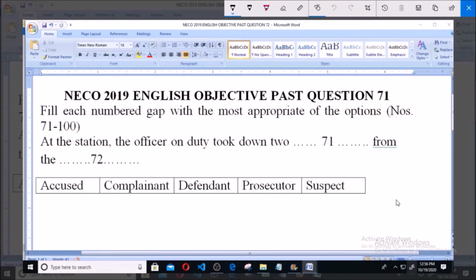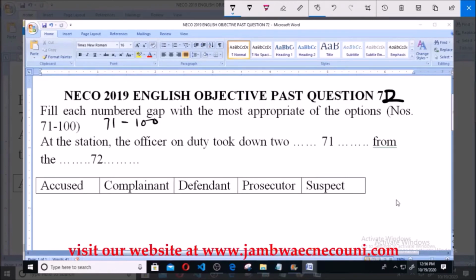Question number 72. And the instruction to this question says, fill each numbered gap with the most appropriate of options. And this instruction is to answer questions from 71 to 100. And the statement here says, at the station, the officer on duty took down dash from the dash.